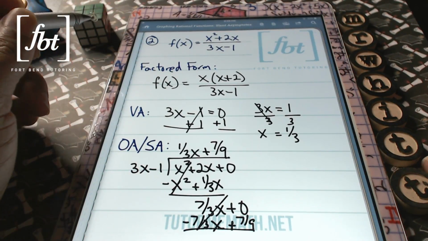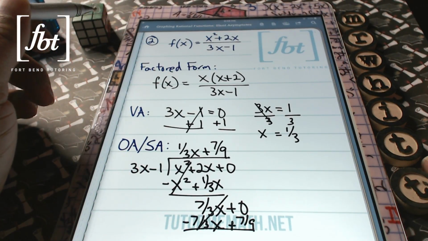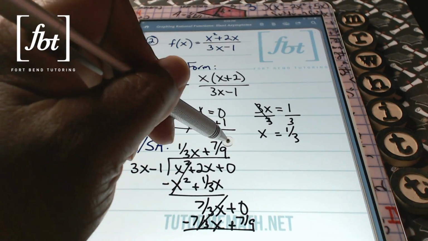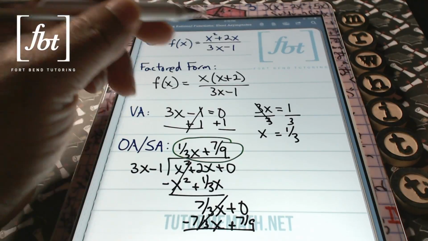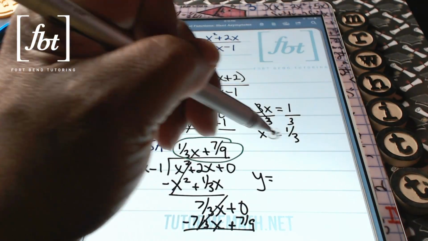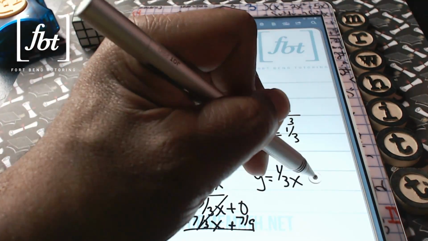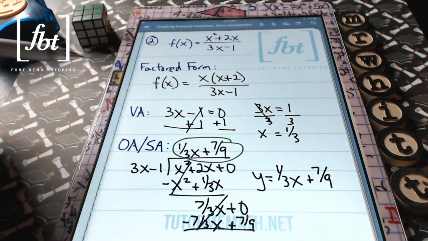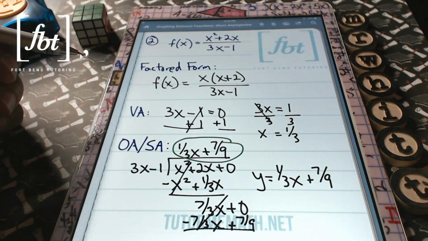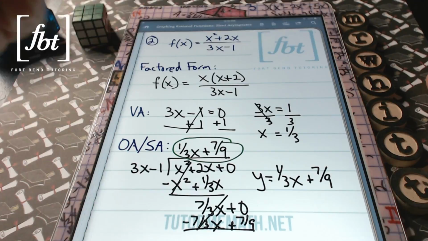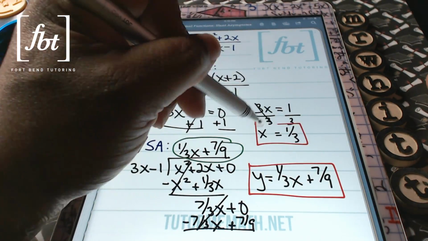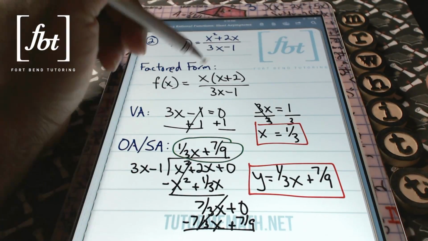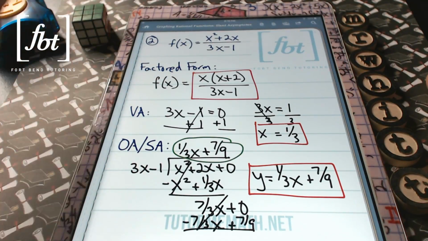Once again, we don't really care about the remainder. Now, when it comes to the slant asymptote, all we care about is this quotient up here. Therefore, our slant asymptote for this equation is going to be y equals 1/3 x plus 7/9. And this is our slant asymptote for problem number 2. Red boxing it. So we have our oblique asymptote. We also have our vertical asymptote. There we go. As well as our factored form. Let's not be disrespectful here.